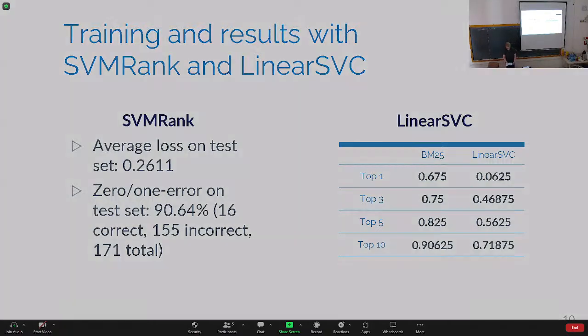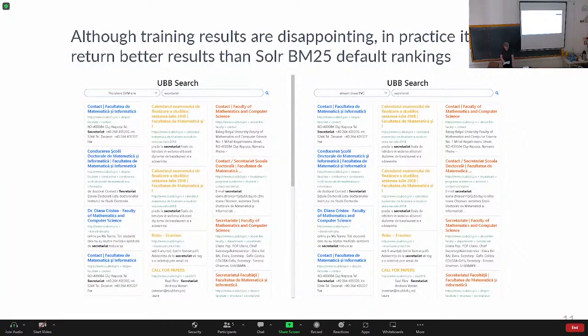But although statistically the results look really disappointing, in real-world scenarios, there are queries for which the models return better results than the original BM25 rankings. These results are even the same as the ones returned by Google, so an improvement was made after all. In this image, it can be observed that for the query secretariat, the model returns the contact page of the faculty, which is the expected result.